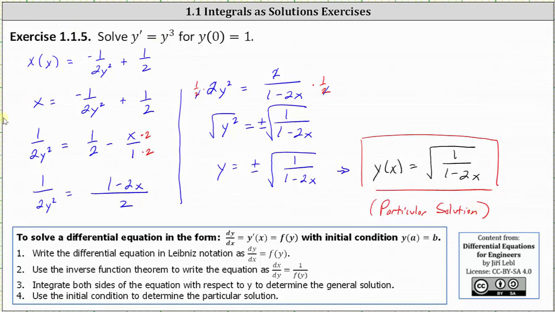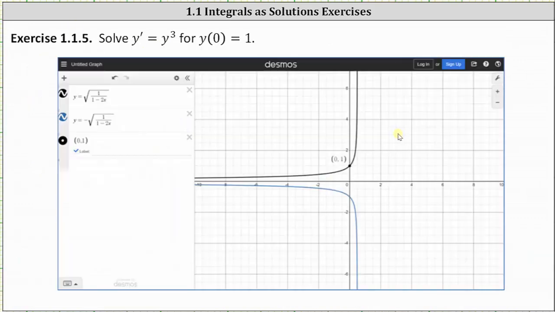Let's also verify this graphically. If we graph y equals plus or minus the square root of the quotient of 1 and the quantity 1 minus 2x, we get the black and the blue graph. But again, we were given the initial condition y of 0 is equal to 1, meaning the graph must contain the point (0, 1), which is the black graph, which is given by y equals the positive square root of the quotient of 1 and the quantity 1 minus 2x. So this graph does verify our solution is correct.